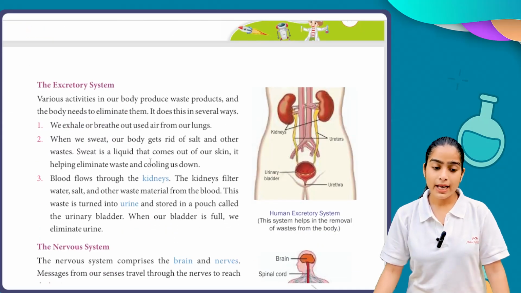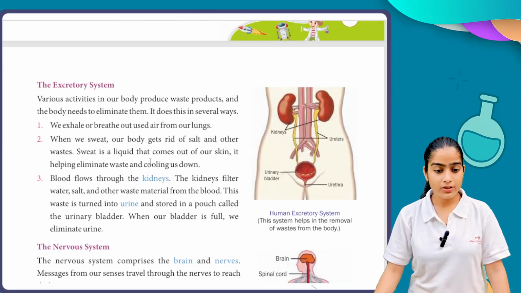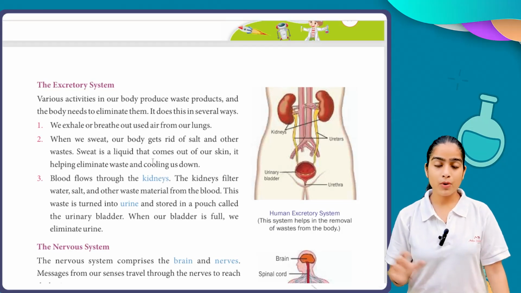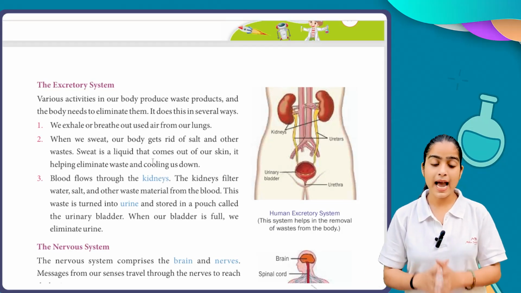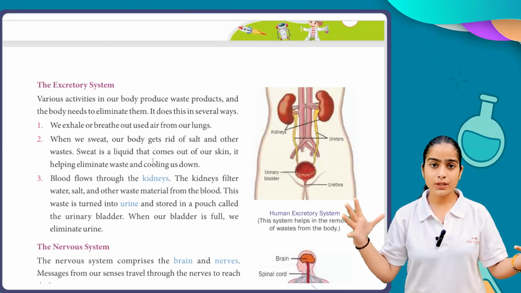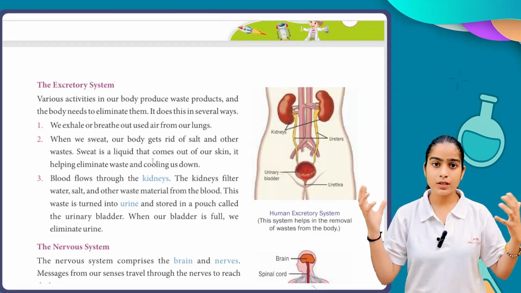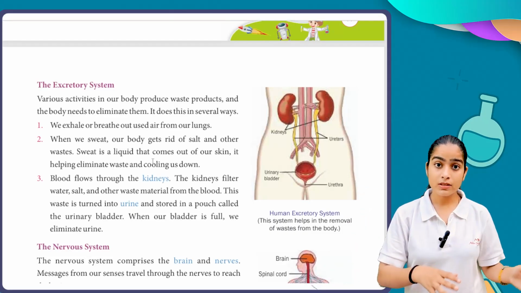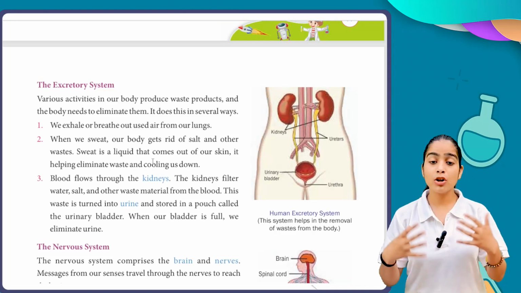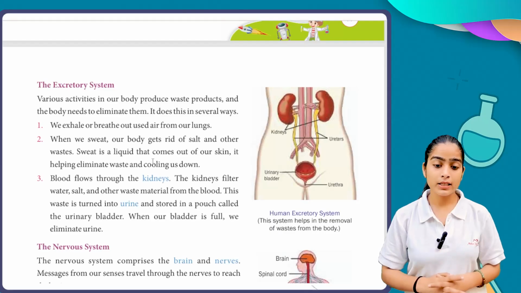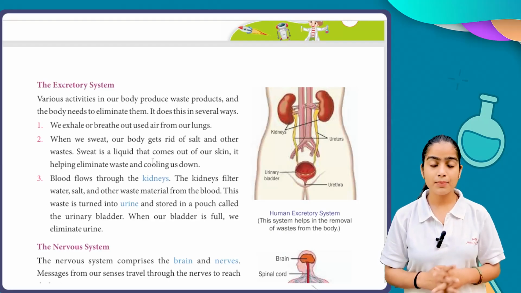Then we have our excretory system. Your excretory system refers to your urinary system. Various activities in our body produce waste products and the body needs to eliminate them. While we do so many activities in a day, such as breathing, and with our oxygenated blood, deoxygenated blood, and digestive system, at that time we have a lot of waste inside our body. It eliminates this in several ways.